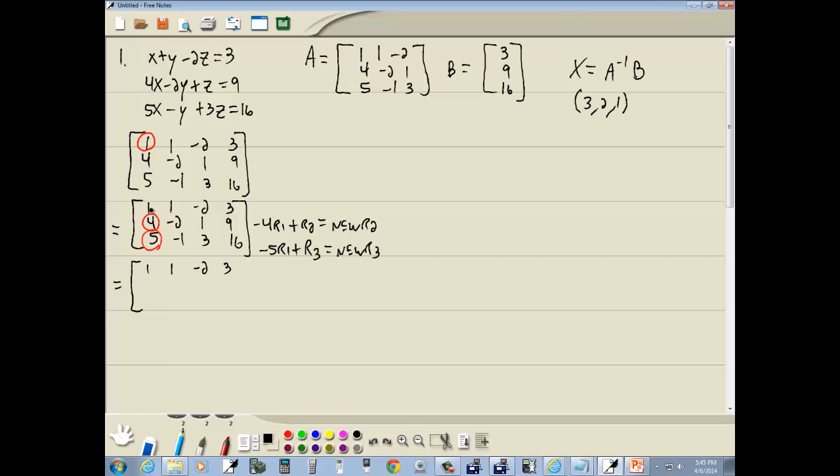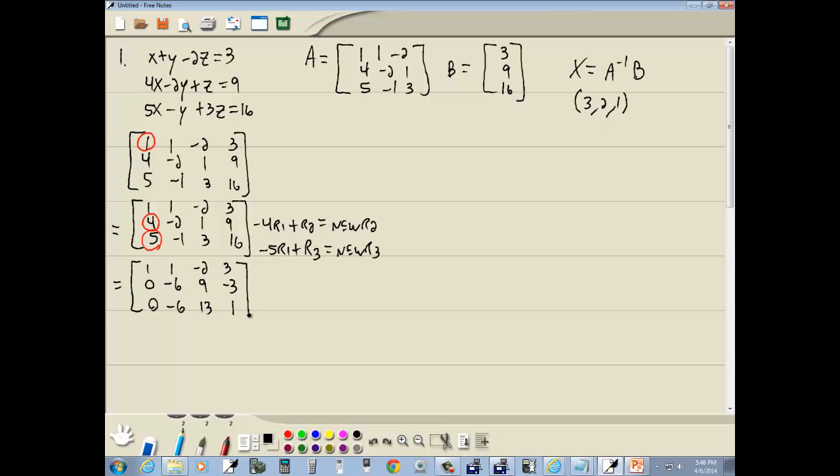Okay. Negative 4 times 1 is negative 4, plus 4 is 0. Negative 4 times 1 is negative 4, plus negative 2 is negative 6. Negative 4 times negative 2 is 8, plus 1 is 9. Negative 4 times 3 is negative 12, plus 9 is negative 3. Okay. Negative 5 times 1 is negative 5, plus 5 is 0. Negative 5 times 1 is negative 5, and negative 1 is negative 6. Negative 5 times negative 2 is 10, plus 3 is 13. Negative 5 times 3 is negative 15, plus 16 is 1.